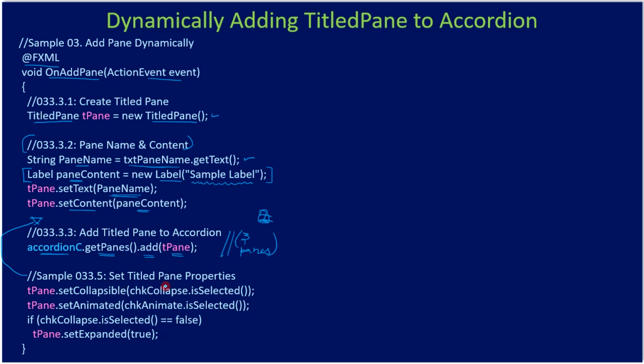Anyhow, here we make a call to set collapsible. Collapsible is the property, set collapsible, and if you see, chk collapse is selected.